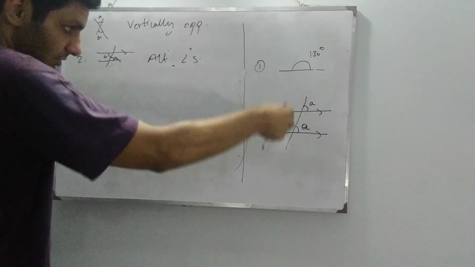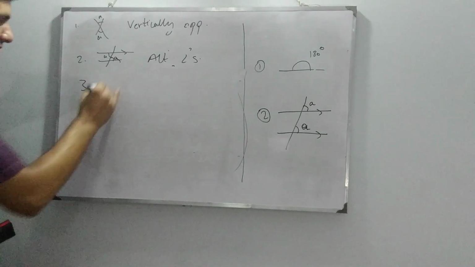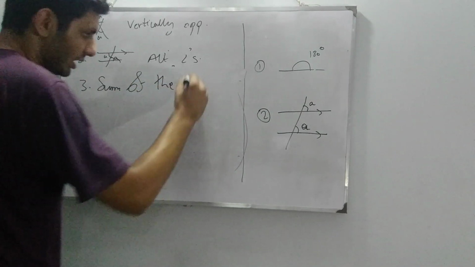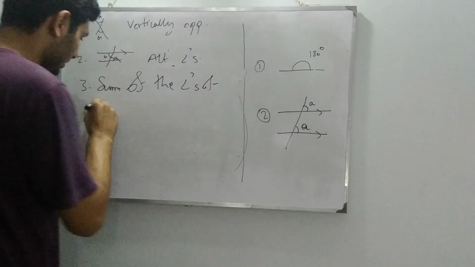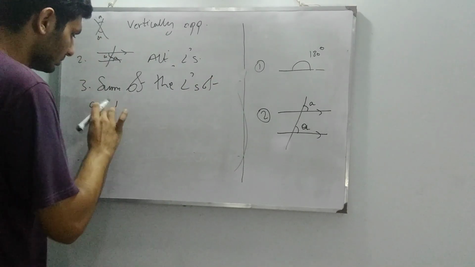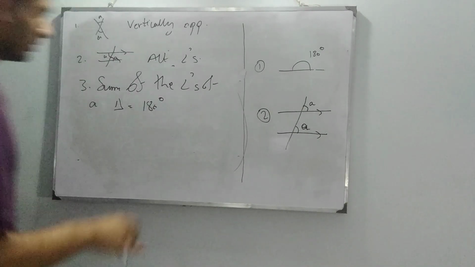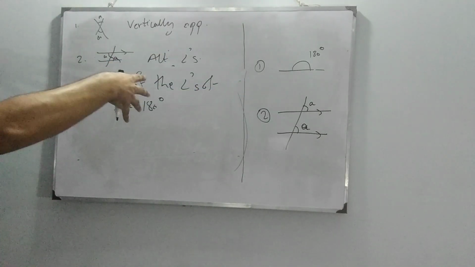So these two have given us that the sum of the angles of a triangle is equal to 180 degrees as well. So we started with 2, we've already gotten one more.